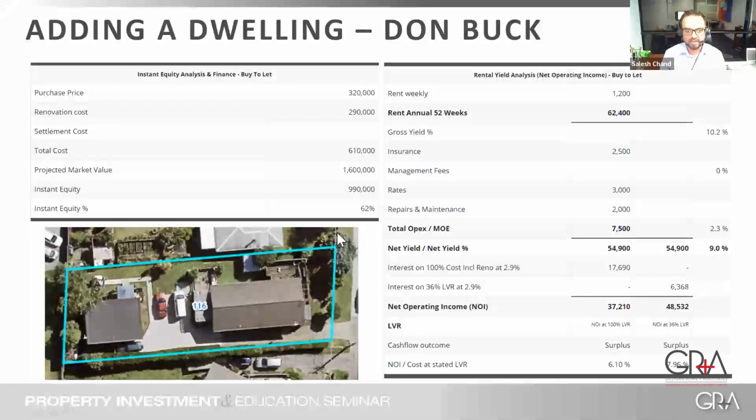Now, I'm going to take you back to 2010. This was one of the first or second properties that I bought. I bought it for $320,000. It was the front house and a section. I spent $290,000 building the second house and renovating the front house. The projected market value came at 1.6, so the instant equity was $990,000. I got to refinance and use that money to buy more houses. This was in 2010, 11, I was doing this back then.